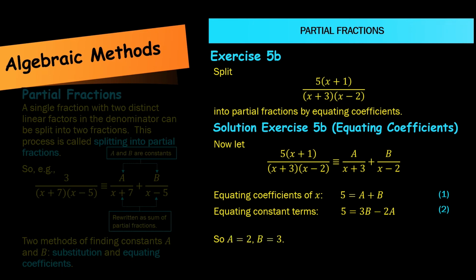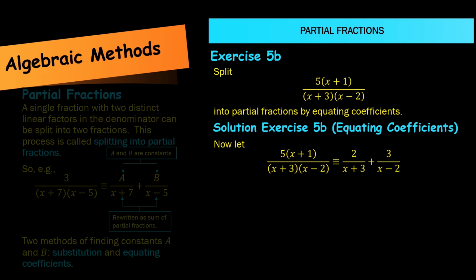So a equals 2 and b equals 3. When plugged in, this gives us that our fraction is equal to the partial fractions 2 over x plus 3 plus 3 over x minus 2.